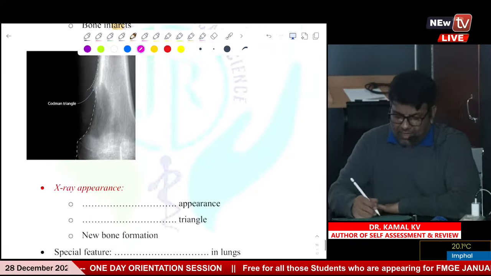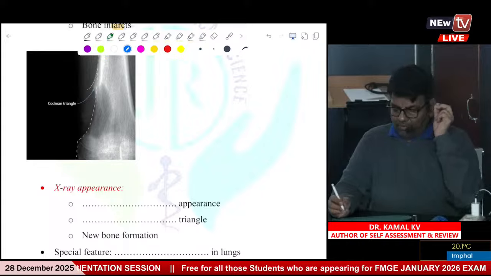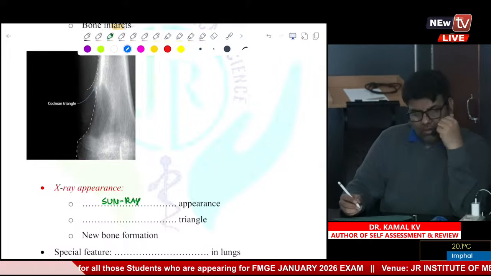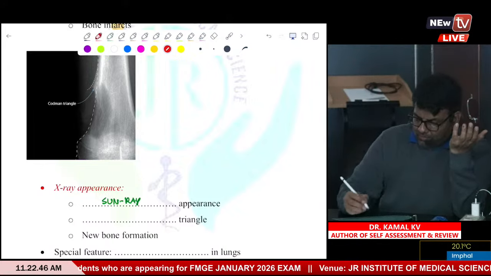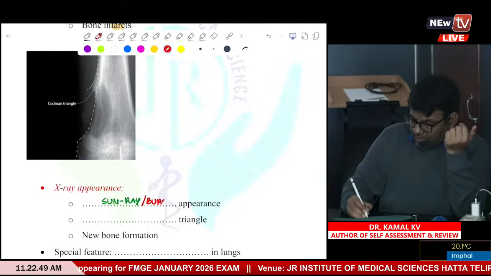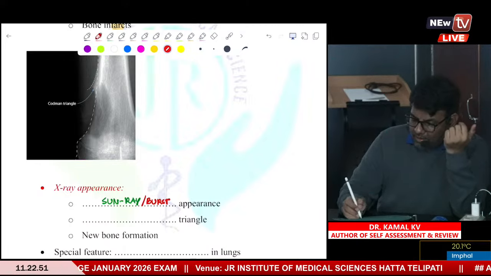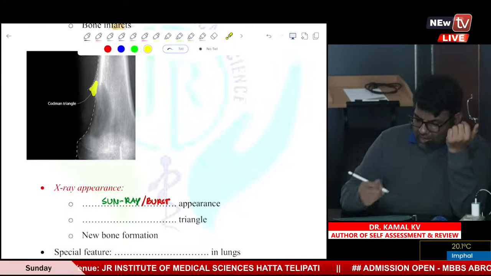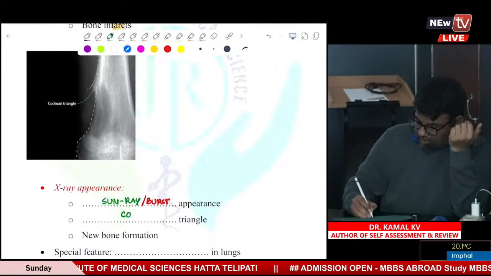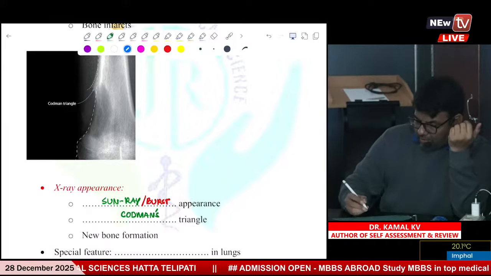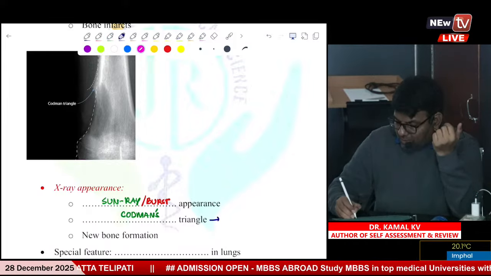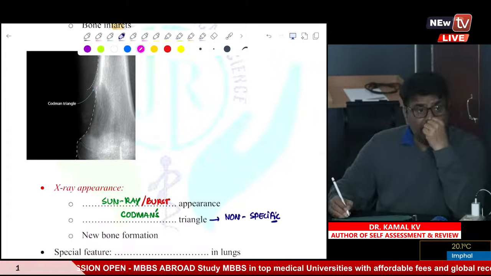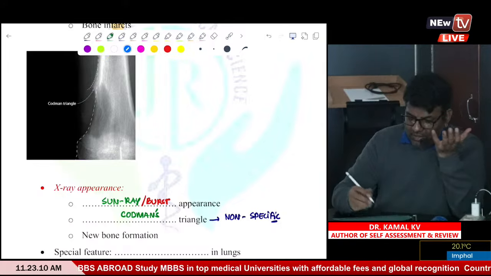Now, in X-ray, there are two terms which you should remember. One is sunray appearance or sunburst appearance, right? So sunray or sunburst. And what is the other term? Very good. So you can see a triangular piece of bone, and this is known as Codman's triangle. Now remember, Codman's triangle is again non-specific. So it means it can be seen in some other condition as well, like Ewing sarcoma.